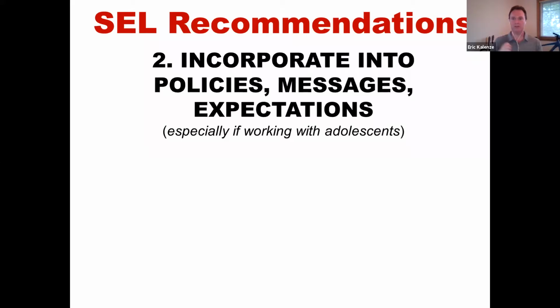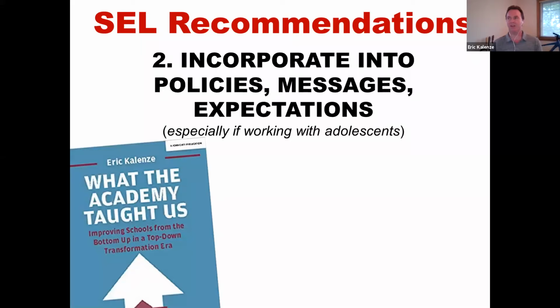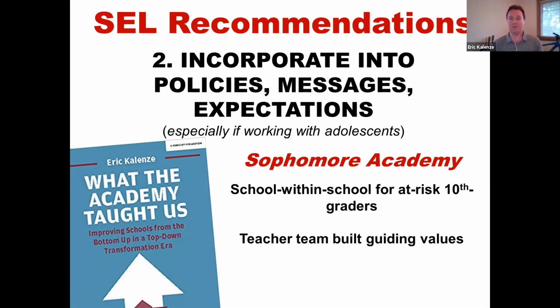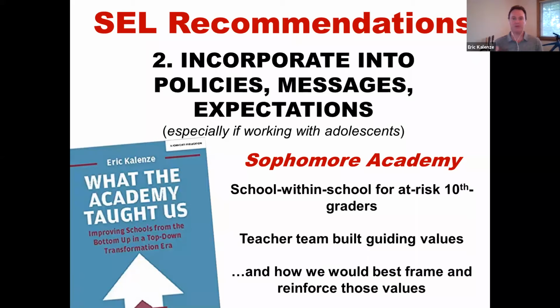But with older children, do think especially about how you can make it happen within your messages and expectations. I'll bring up my second book, which just came out about a year ago, What the Academy Taught Us. That refers to the Sophomore Academy, a school within a school for at-risk 10th graders. Our team describes in that book how we built our guiding values to work with these kids who were coming to school a little bit behind the eight ball, and how we worked all the time to frame and reinforce those values. It was through policies and through our consistent messaging that we got our social emotional work with them done.